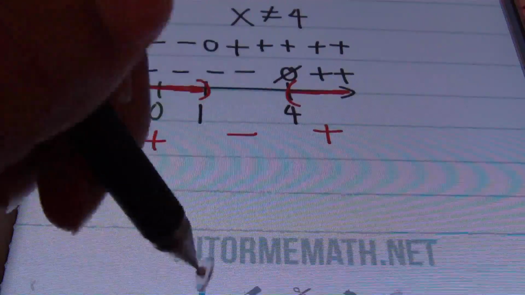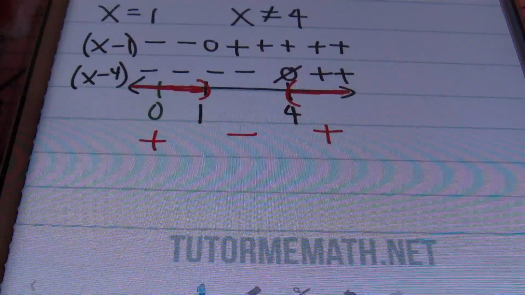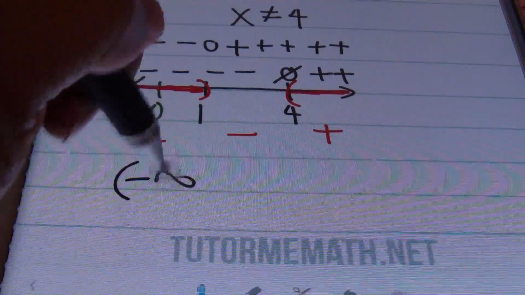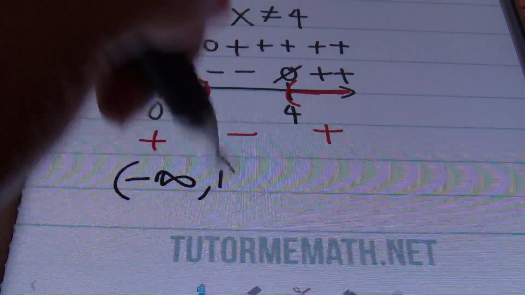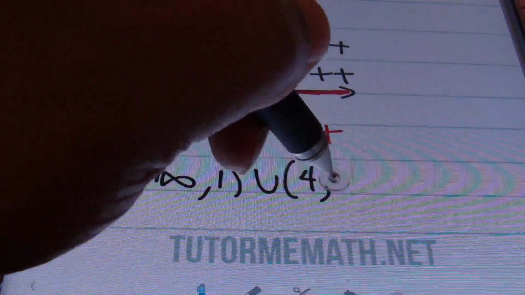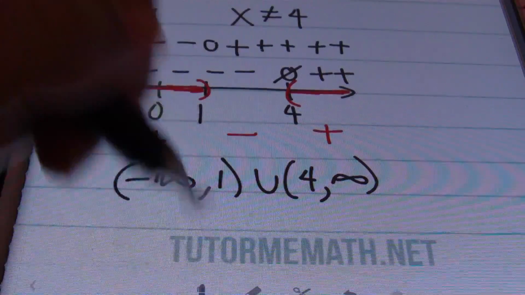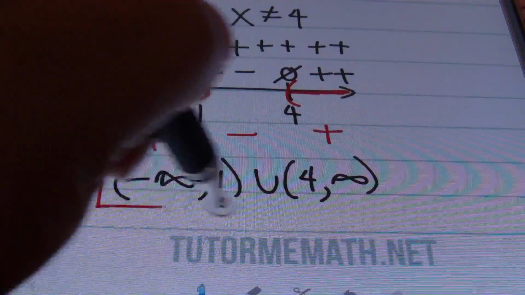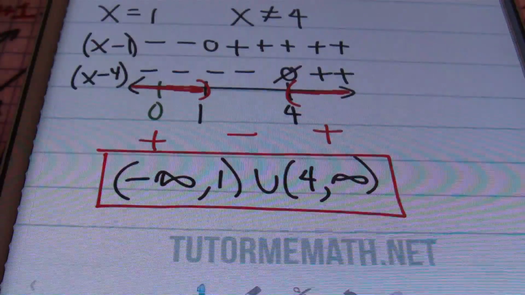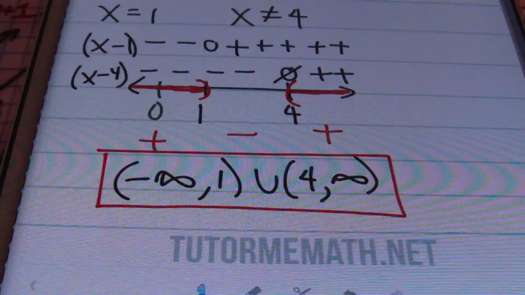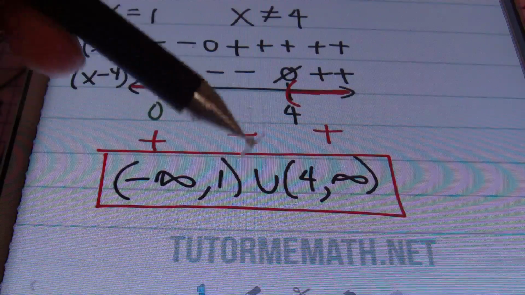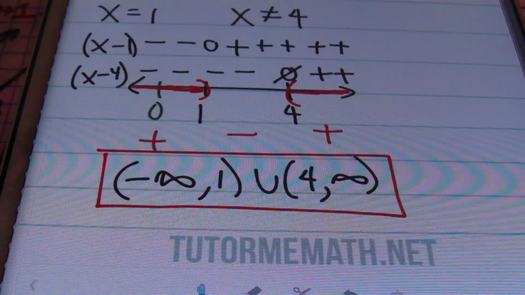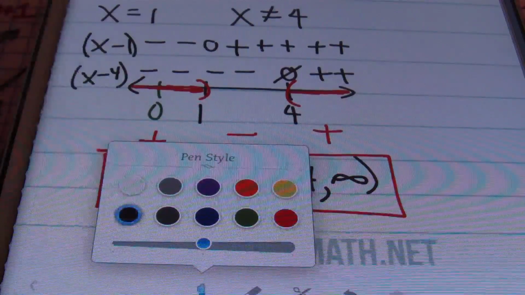In interval notation, your solution will look like this. You'll have negative infinity to positive 1 union 4 to positive infinity, and that's our answer, and I'm going to put a red box around it. All right, so in interval notation, your solution for this problem is negative infinity to 1 union 4 to positive infinity, and there you have it for problem number 1, ladies and gentlemen. Let's look at our next problem.